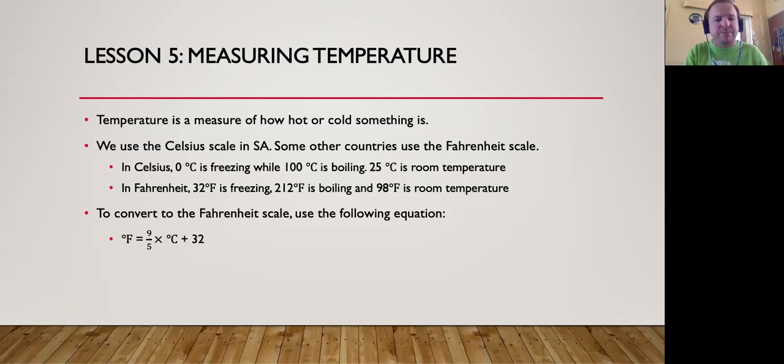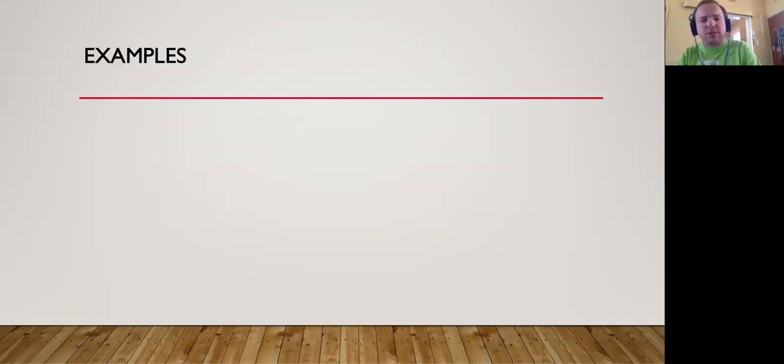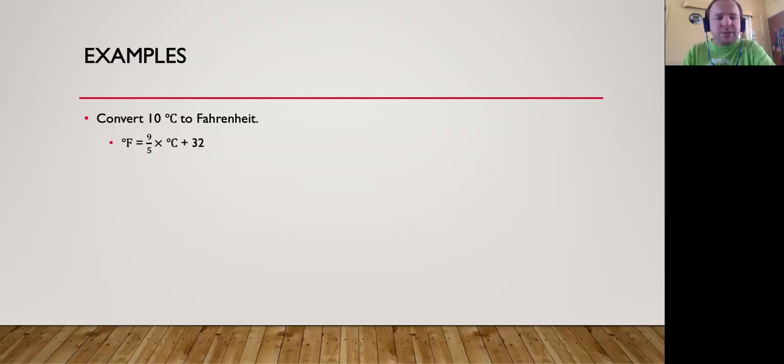Okay. All right, so let's have a look at examples. Convert 10 degrees Celsius to Fahrenheit. Over here, we use the formula. We change the degrees Celsius to 10. So we can say 9 over 5 times 10 plus 32. Now, that on a calculator will give you an answer of 50.